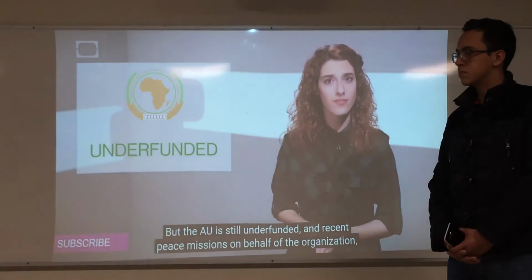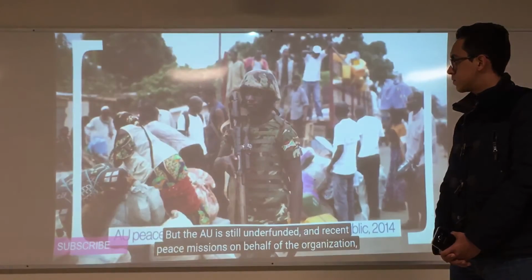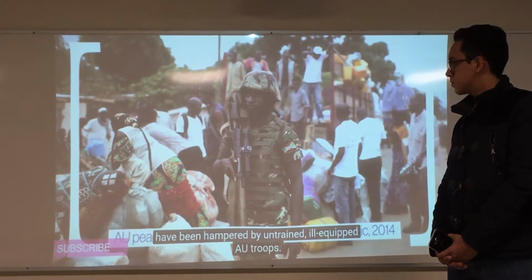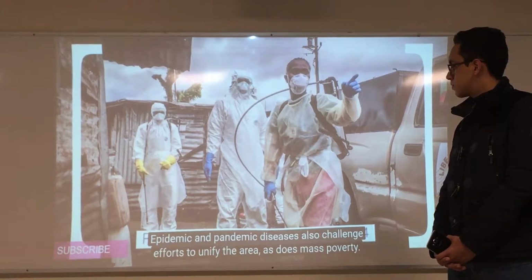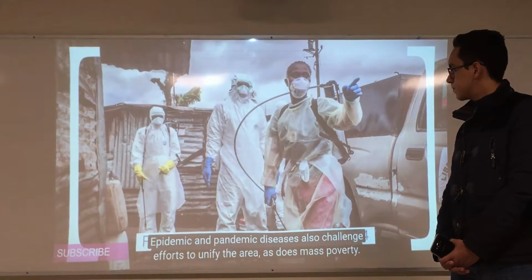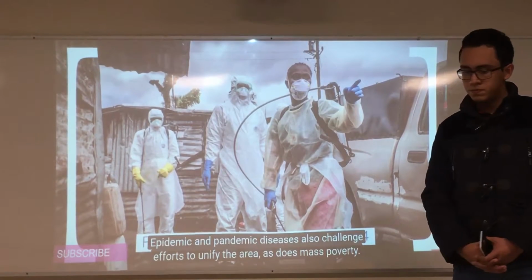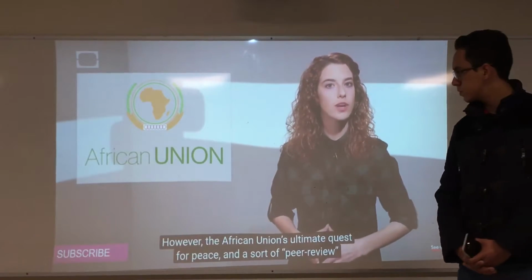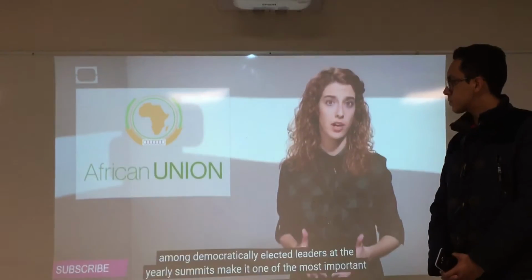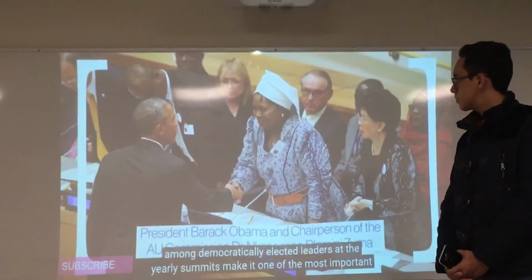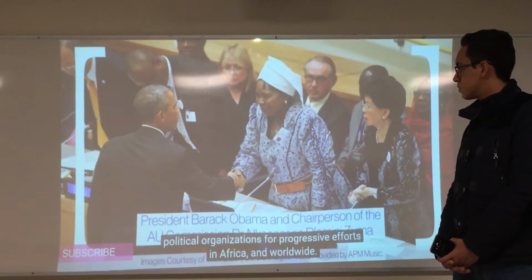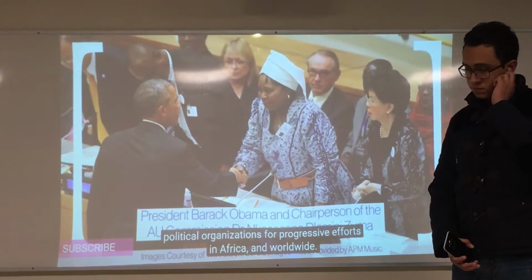But the AU is still underfunded, and recent peace missions on behalf of the organization have been hampered by untrained, ill-equipped AU troops. Epidemic and pandemic diseases also challenge efforts to unify the area, as does mass poverty. However, the African Union's ultimate quest for peace and a sort of peer review among the democratically elected leaders at the UN summits make it one of the most important political organizations for progressive efforts in Africa and worldwide.